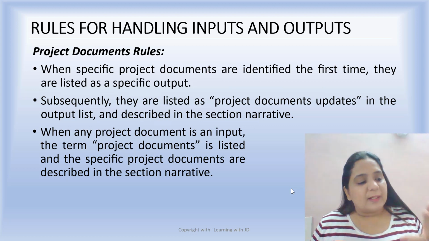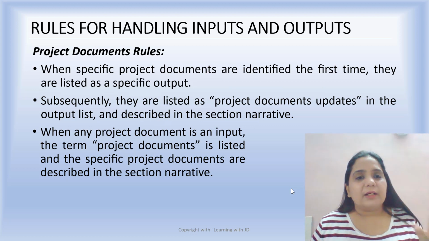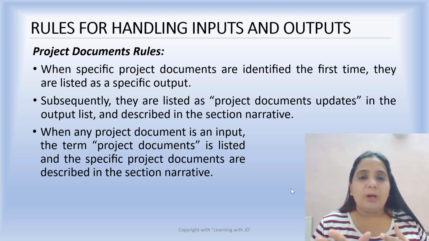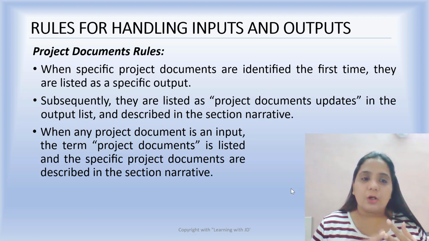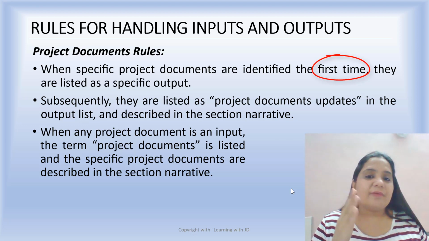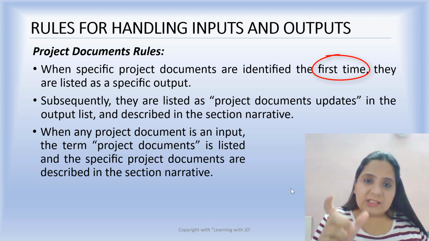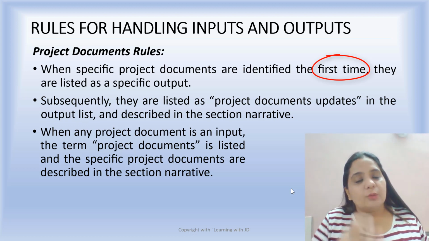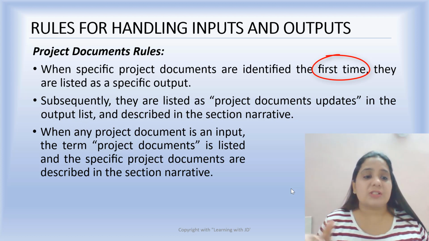So from your planning perspective, there are two key documents that are created. One is the project management plan and second is the project documents. We will see what the project management plan is, but when specific project documents are listed for the first time, they are listed as a specific output. When a document is created, the name of that document is referred to as the output. For example, a risk register is made. The output from that process group will be the risk register.